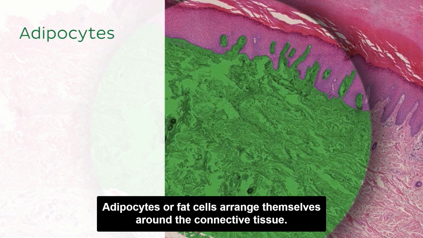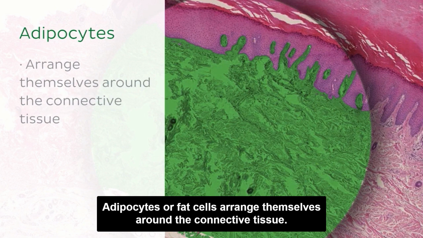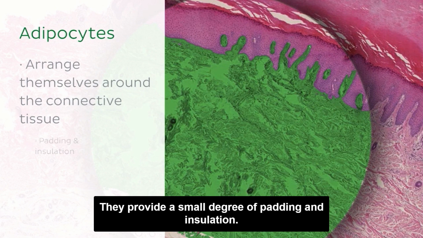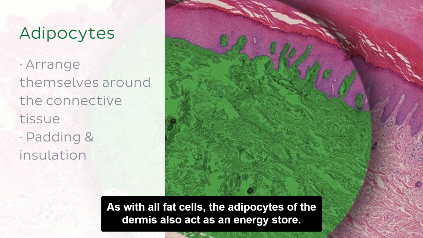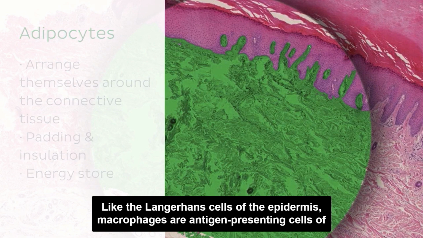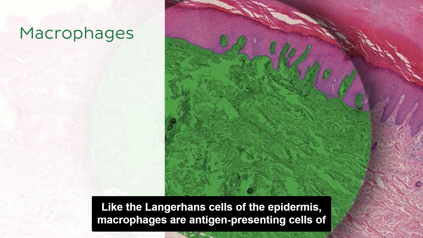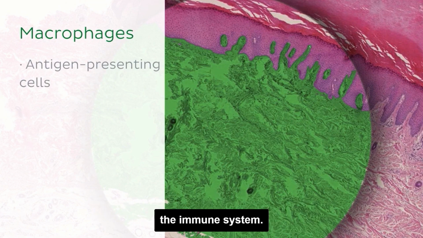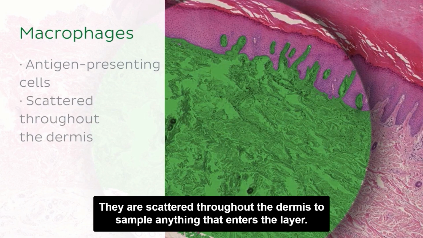Adipocytes, or fat cells, arrange themselves around the connective tissue. They provide a small degree of padding and insulation. As with all fat cells, the adipocytes of the dermis also act as an energy store. Like the Langerhans cells of the epidermis, macrophages are antigen-presenting cells of the immune system. They are scattered throughout the dermis to sample anything that enters the layer.